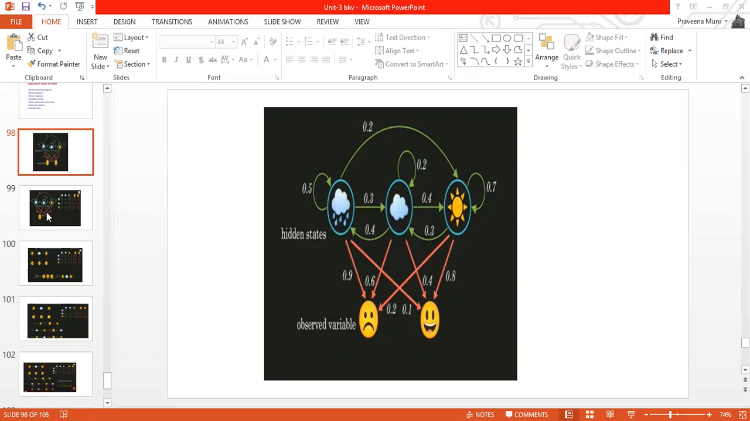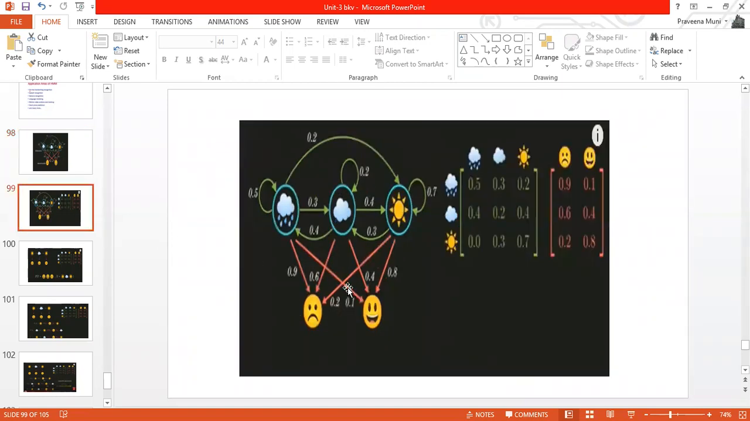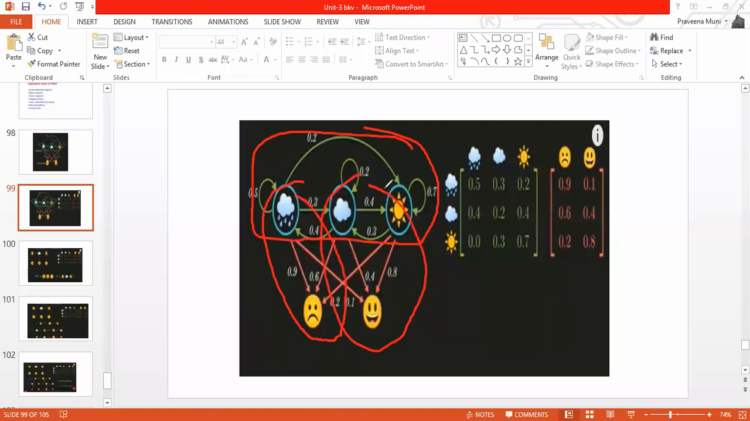Here, the Markov model is given. So what do we have here? This is the transition model, and this relation we know is called the observed model or sensor model. Whenever we draw a hidden Markov model, we will have two models: the transition model and the observed model, or sensor model.